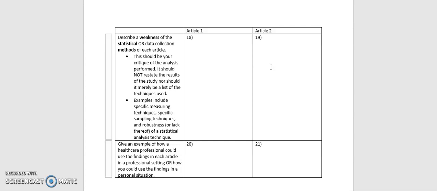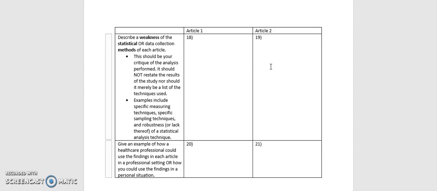Was your measuring technique weak? Was it not a great technique? Was your sampling technique not so great? Was the article's robustness, or lack thereof, weak in the statistical technique? So you can critique all those types of things. We really only need one good one per article. I'd much rather have one good weakness of the statistical techniques or data collection methodology of each article than 5 different bullet points of things that aren't really on point.